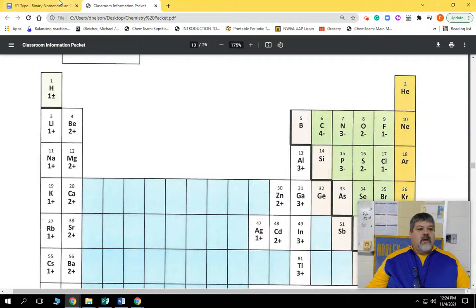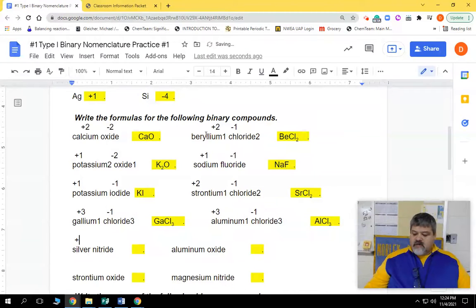Here's silver, it's a +1. Nitride, if you know where it's at, it's in column 5A, so it's a -3. And so I need 3 silvers and only 1 nitride. So the formula for silver is Ag, and I need 3 of them, so Ctrl+subscript 3, Ctrl+subscript again, and nitrogen is N.